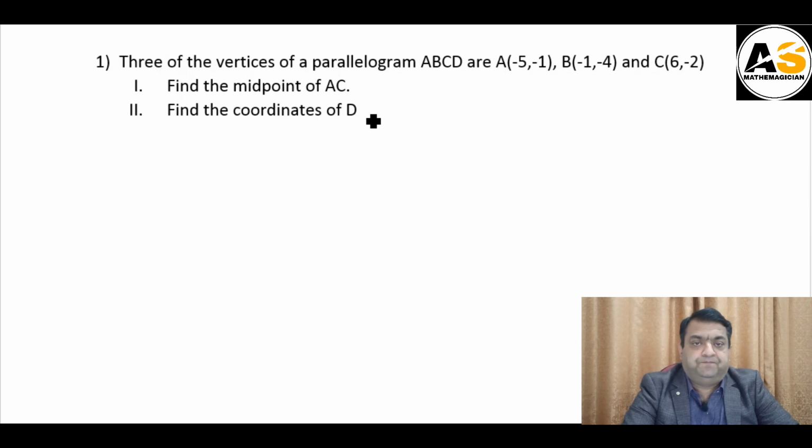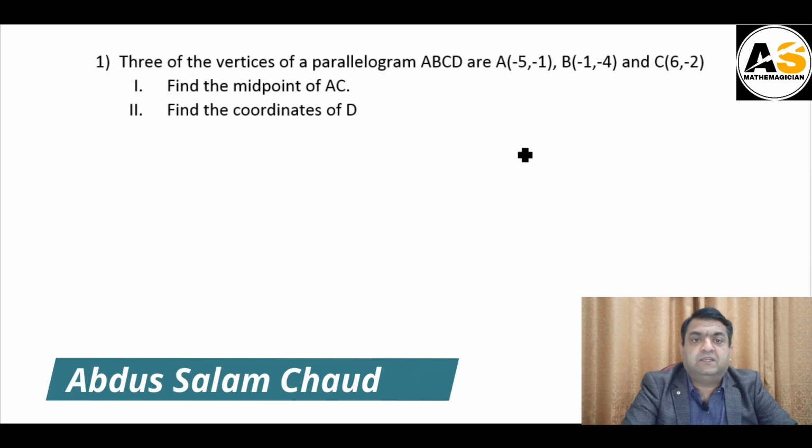Question number 1. Three of the vertices of a parallelogram ABCD are given. A is given, B is given, C is given, and D is not given. First of all, we have to find the midpoint of AC. Secondly, we have to find the coordinates of D.